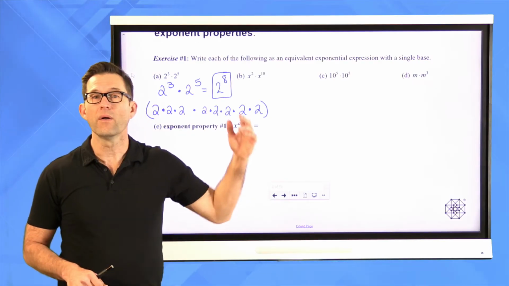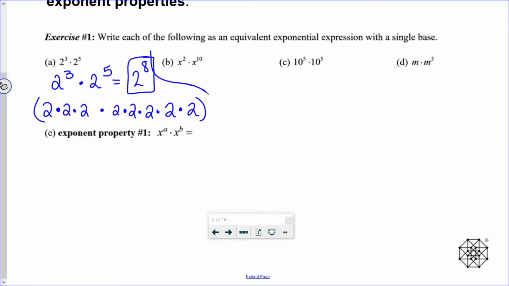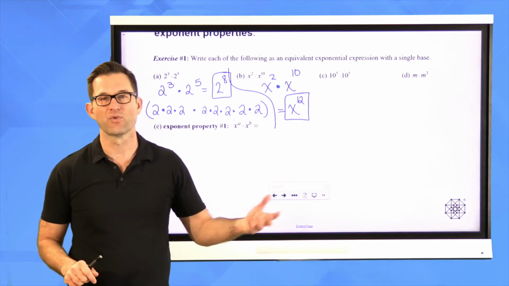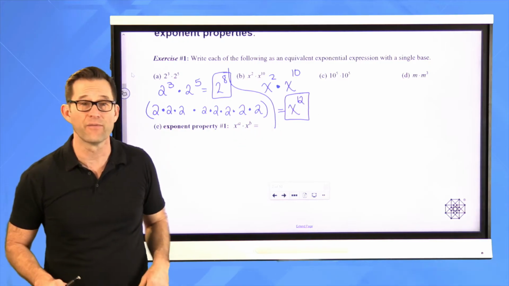In letter B, I have X to the second times X to the 10th. Let me write that a little bit bigger so you can see it. X to the second times X to the 10th. That's got to be X to the 12th. If I've got 2 X's multiplying 10 X's, I've got a total of 12 X's multiplying each other, X to the 12th.